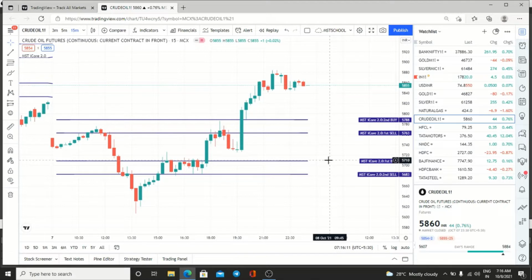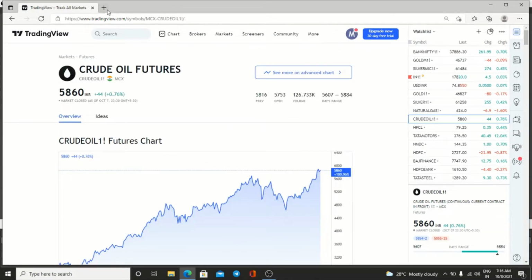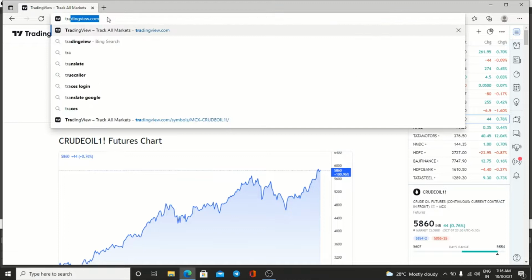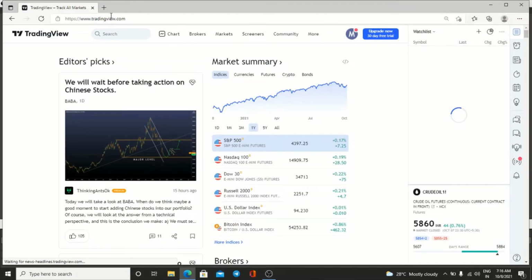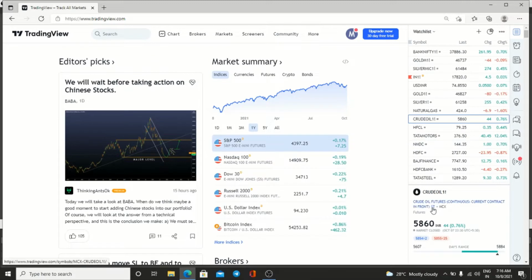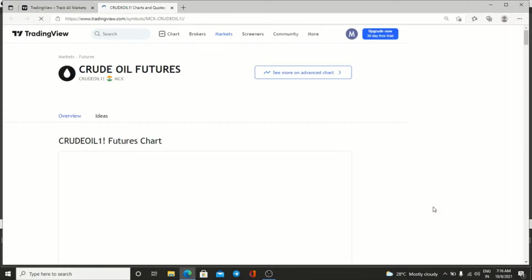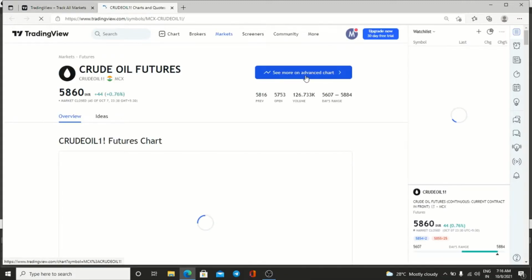So we all know how to use our indicator. Once again, I will tell you from the basics. Please go to tradingview.com. Just type tradingview.com in the browser. Then select whichever script you are going to trade. Then select see more on advanced chart.